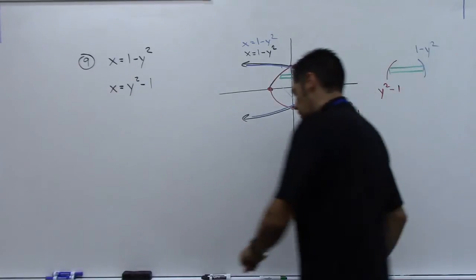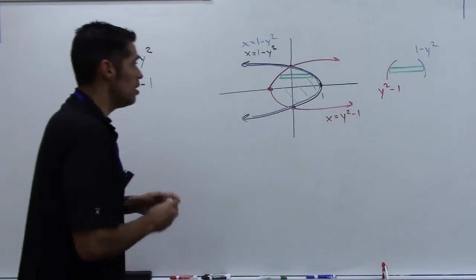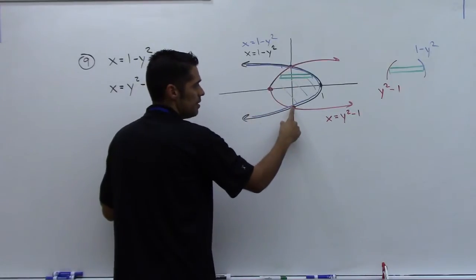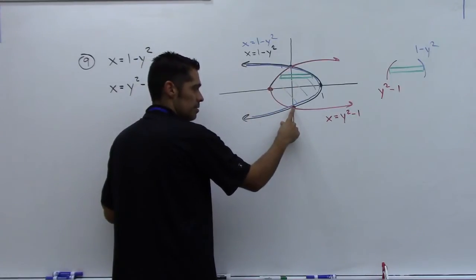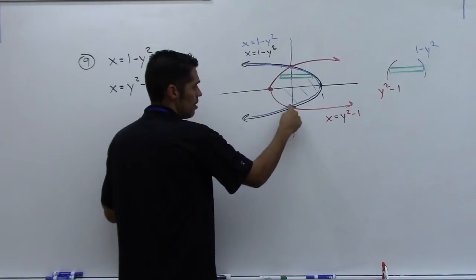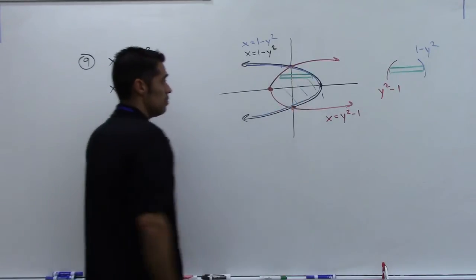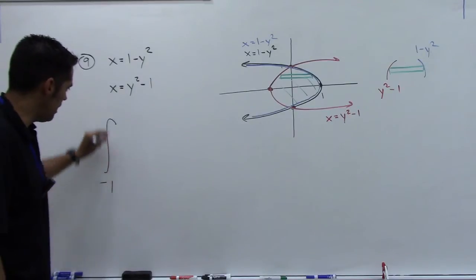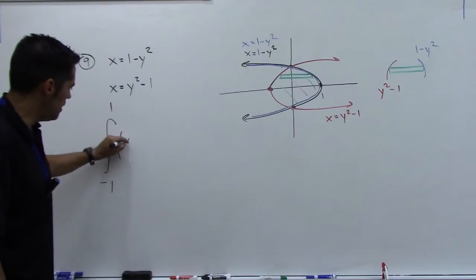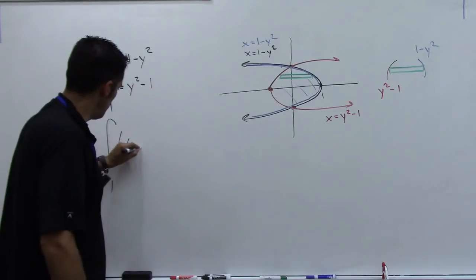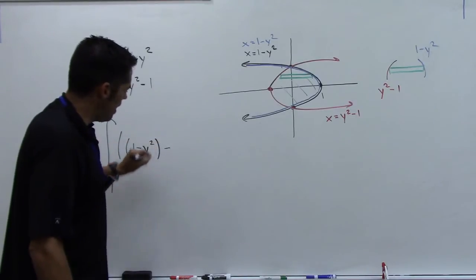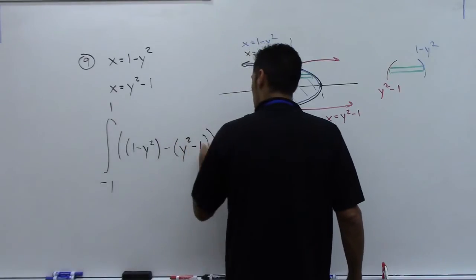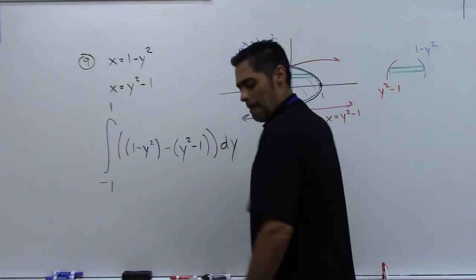So I'm ready to set up an integral. I'm also going to need to know when my y values start and stop. And that's pretty easy to see from the intersection. You don't need to actually go do the work for it. It starts at y equals negative 1 and stops at y equals 1. So these are my bounds. The bounds are on y, negative 1 to 1. It's going to be the right function, which was the 1 minus y squared, minus the left function, which was y squared minus 1. And then I'm integrating with respect to y.